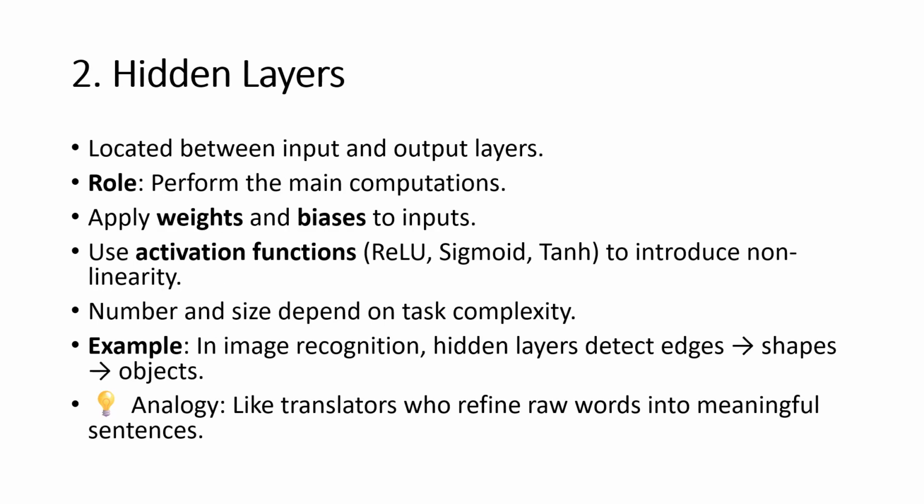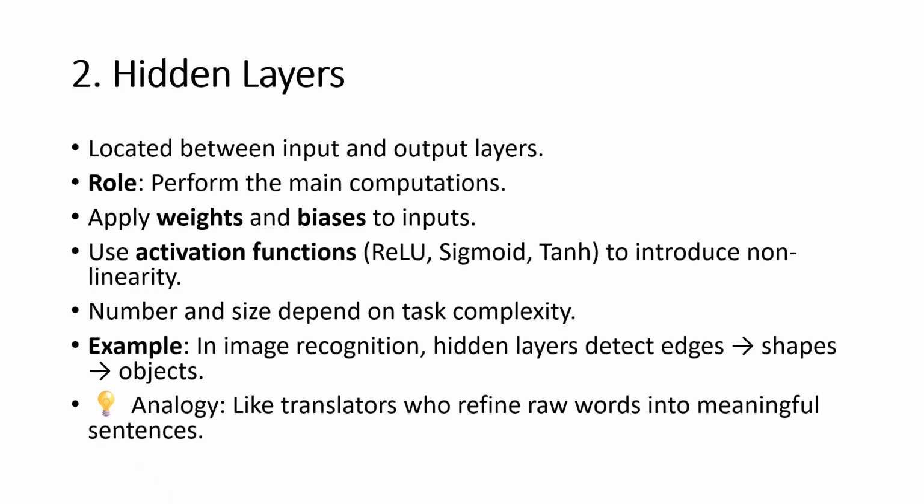And what does the hidden layer do? The hidden layer is the layer located in between the input layer and output layer. The main computations occur in the hidden layer. It will apply the weights and biases to the inputs, perform the computations, apply the activation function, and then give us the result.